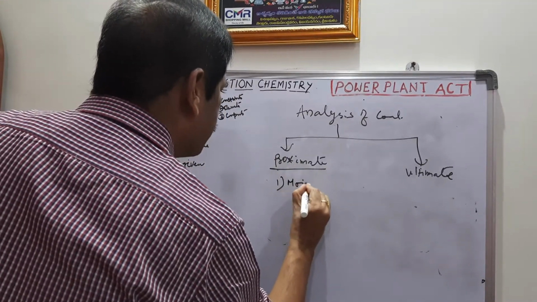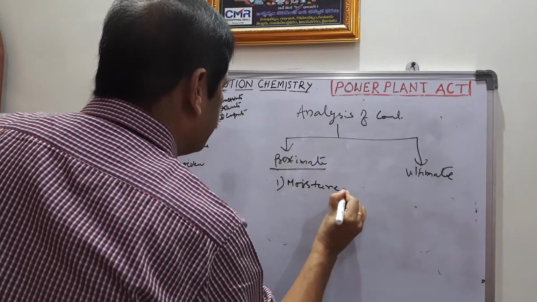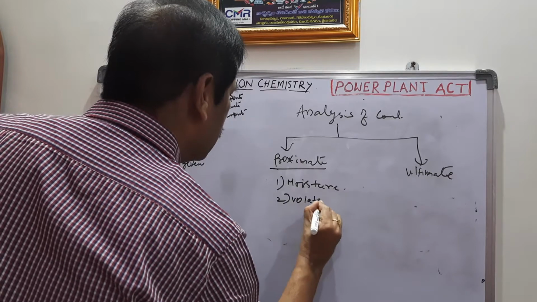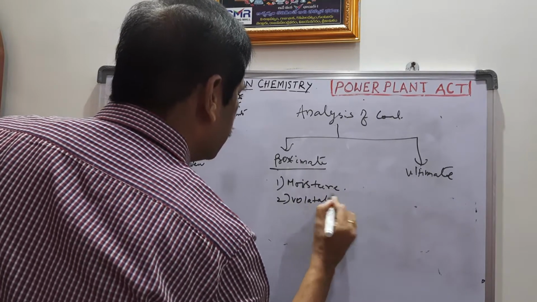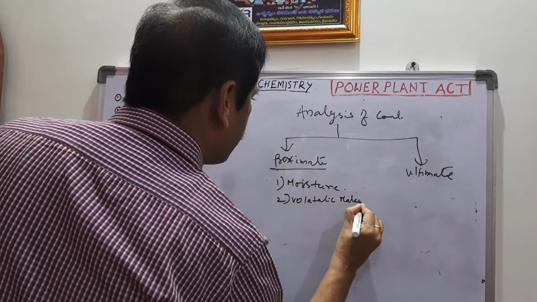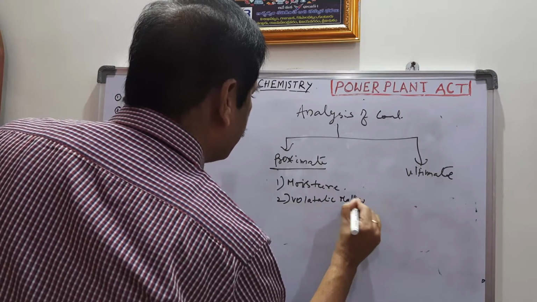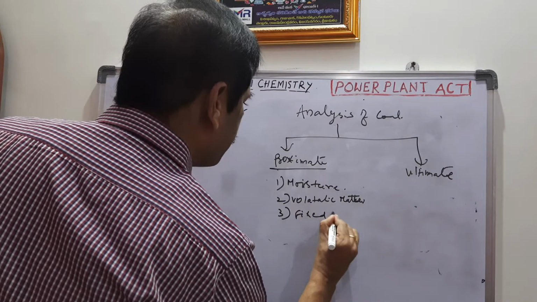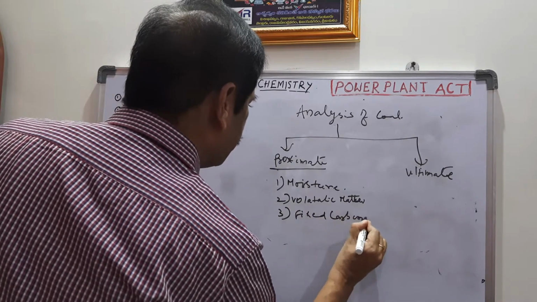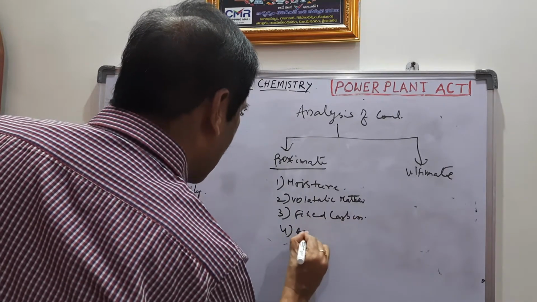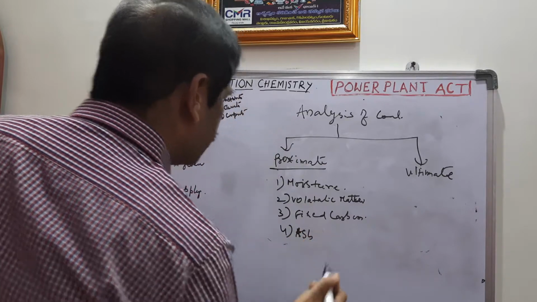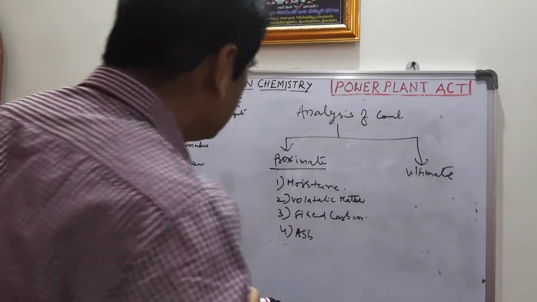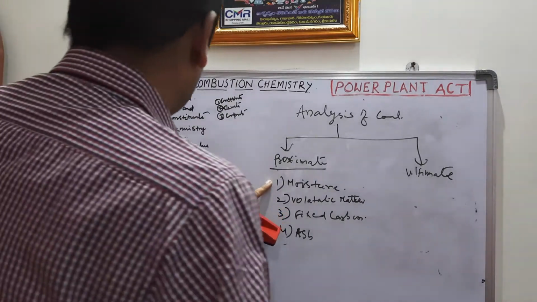Moisture, second is volatile matter, third one is fixed carbon, and number 4 is ash. What is the significance of these elements?